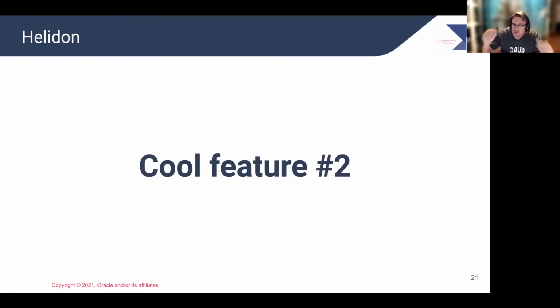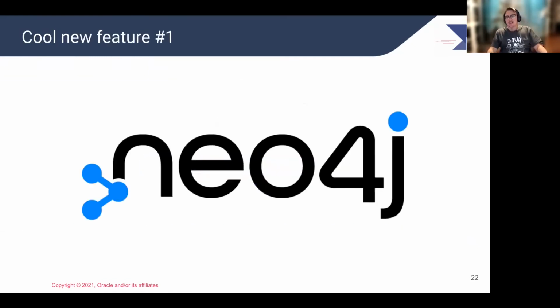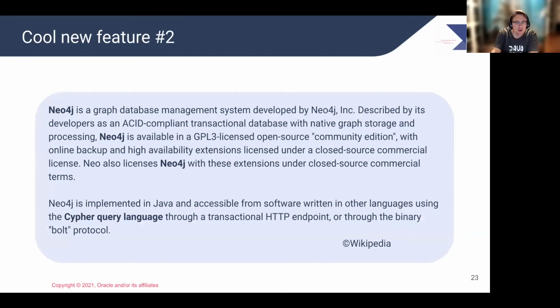So cool feature number 2 is Neo4j support. We are now coming with out-of-the-box Neo4j support. I probably think that everybody knows what Neo4j is. It's a graph database management system. Neo4j is a de facto standard for graph databases. So whenever you have a graph database, it's highly likely, I like this combination, highly likely, that it is Neo4j, because it's the best solution available on the market.